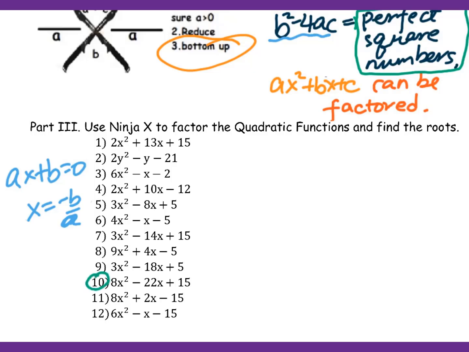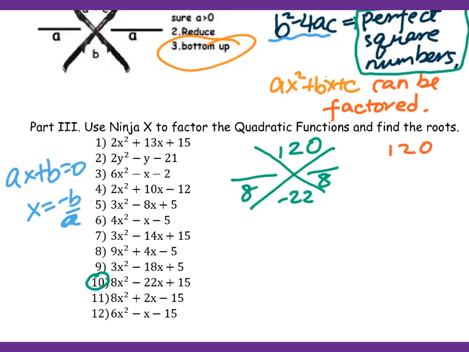Let's go to number 10. No common factor. We do 8 times 15, that's 120. -22 over 8 over 8. For 120, if you know that 10 times 12, that's 22, then you change the sign. You can go step 1, 2, 3, 4, but if you know 10 and 12, these are 2 factors, and adding is 22, you can just directly use it.